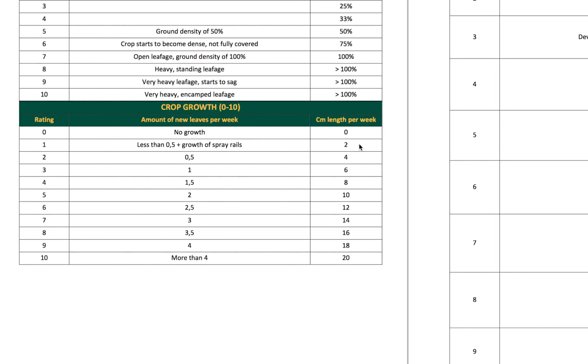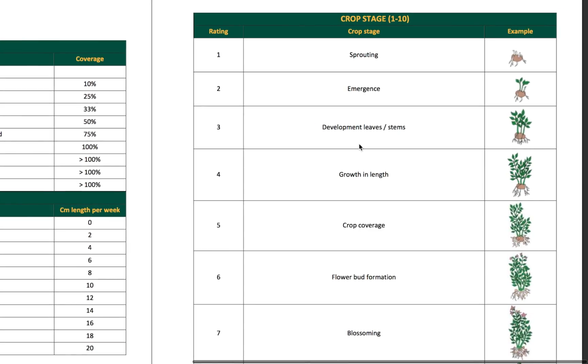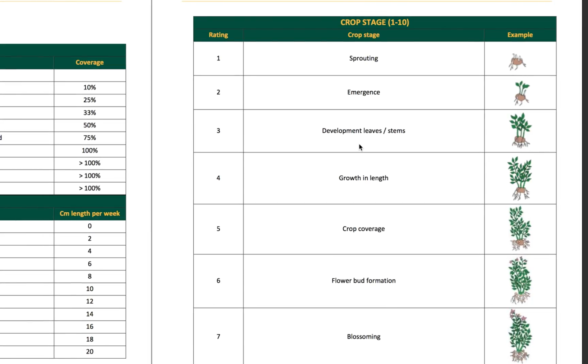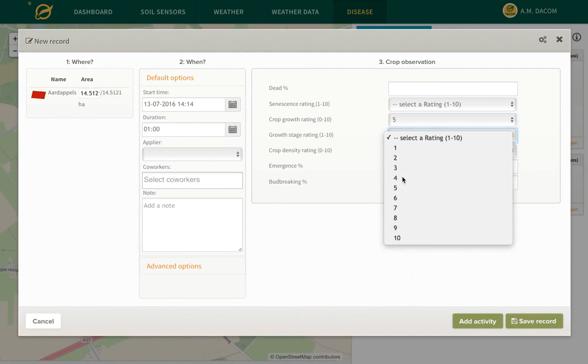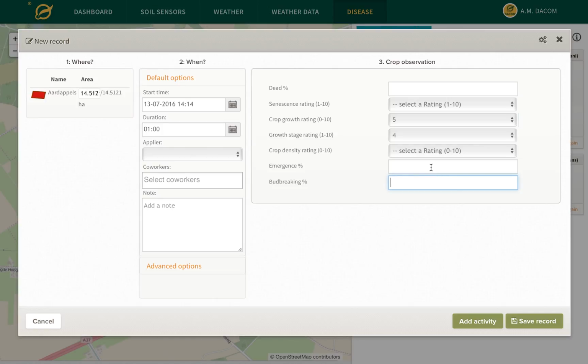Then we will fill in the crop stage, so we go back to the observation tables again and we go to the table for crop stage. I have observed that my crop is in the stage growth in length and that my crop looks like this. And this corresponds with a rating of 4, so we go back to the rating and fill in 4.